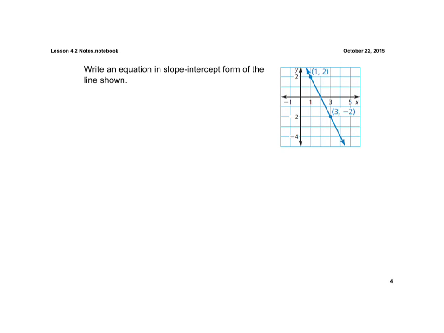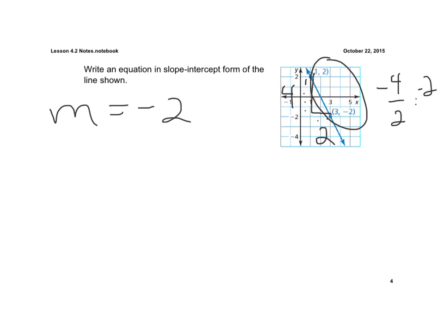Now it says write an equation in slope-intercept form of the line shown. Again, they give us 2 points, and we could also just make a triangle here and count squares: 1, 2, 3, 4, and then across 1, 2. It's going downhill, so I know it's a negative 4 over 2, which equals negative 2. That's one way to find the slope. We could also use the ordered pairs to find the slope. So we know our m is negative 2. We don't know the y-intercept because we're not given that portion of the graph.